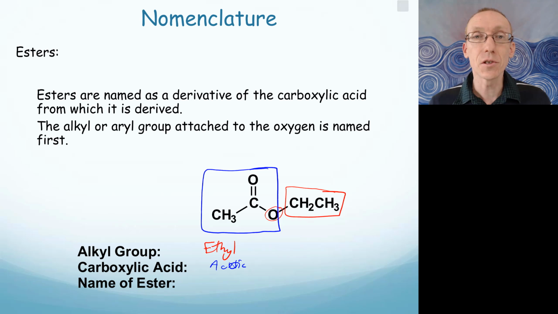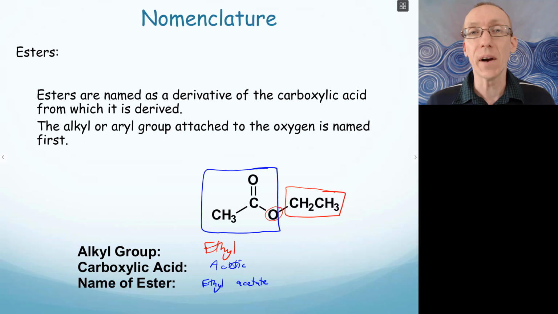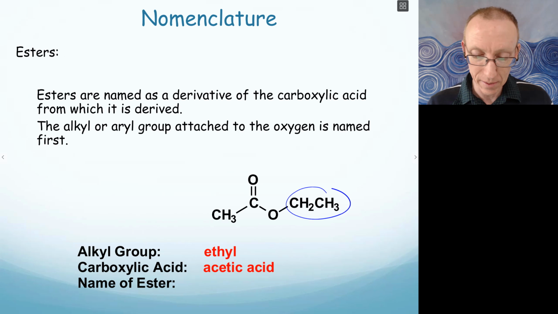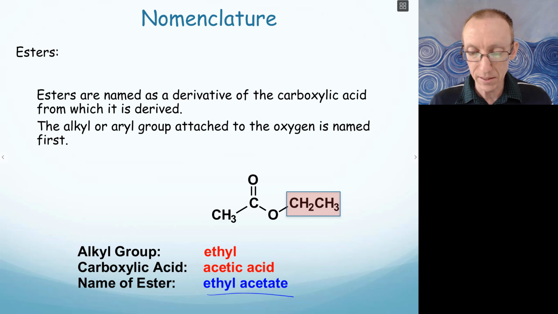And we combine those two by putting the alkyl name first. So it's going to be ethyl. And then it's not going to be acetic, it's going to be acetate. It's going to be ethyl acetate as the name. And we can do that for any ester. Just name it in 2 parts and then combine them together. So we end up with ethyl from this part here, acetic from this part here. We change that acetic to acetate and we get ethyl acetate.